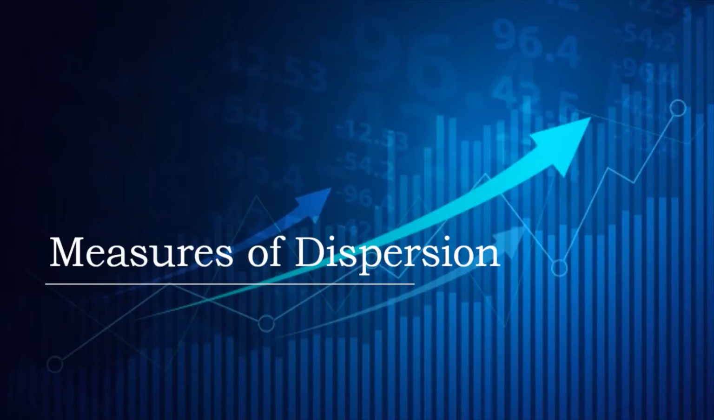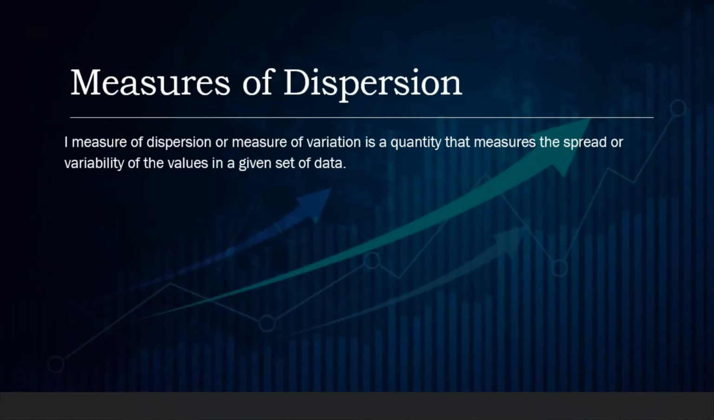Measures of dispersion. Measure of dispersion or measure of variation is a quantity that measures the spread or variability of the values in a given set of data.